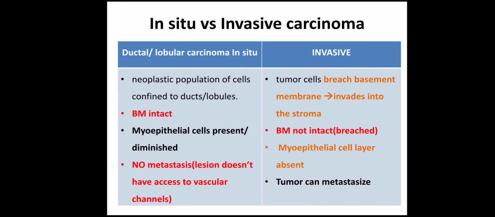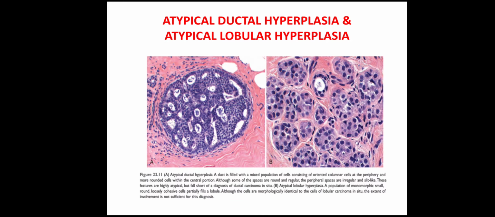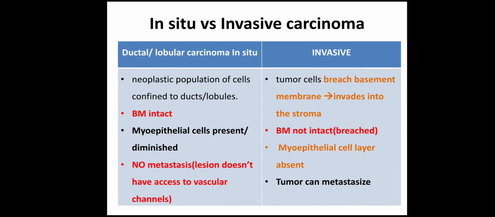Now the next important concept is how to differentiate between in situ and invasive carcinoma. Carcinoma in situ means that the proliferation of the cancerous cells is confined to the ducts and lobules, while the basement membrane will be intact and myoepithelial cells will be present. They may be diminished, but still they will be present. And since the cells are bounded by the basement membrane, there is no metastasis. The lesion will not metastasize because it does not have any access to the lymphatic and vascular channels.